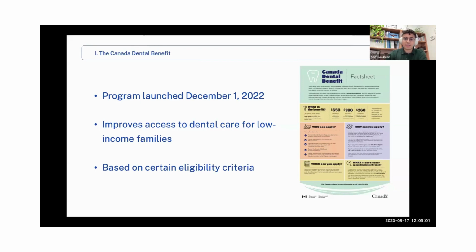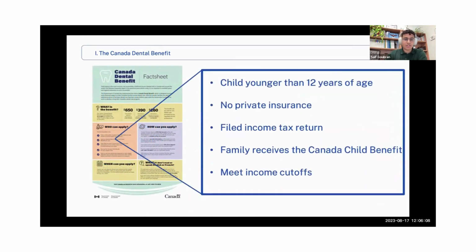So if we're to look closer at this pamphlet that the government provided on their CRA website, if we're to look closer at the eligibility criteria, we see that children under the age of 12 are eligible. The family cannot have any private insurance. The family must have filed income taxes in the past 2 years and receive the Canada Child Benefit, and they must also meet the income cutoffs.